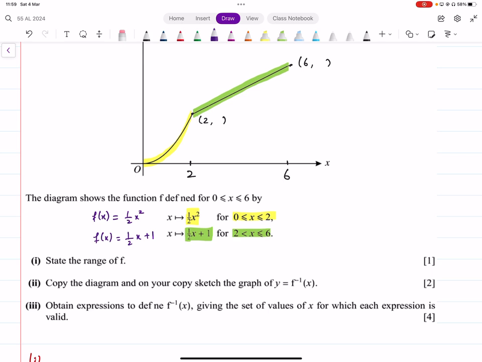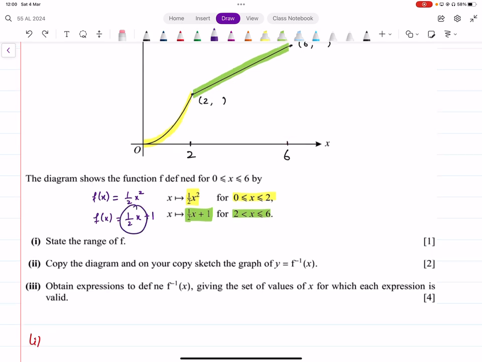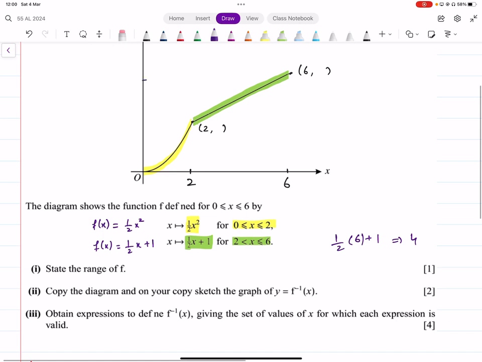Input 6 in which equation? In the second equation, because the second equation is valid at this point. Put 6 in place of x in the second equation and see what you get. Half into 6 plus 1, that gives you 4. So this point that you have here is 4. What are its coordinates? 6 and 4. All right?